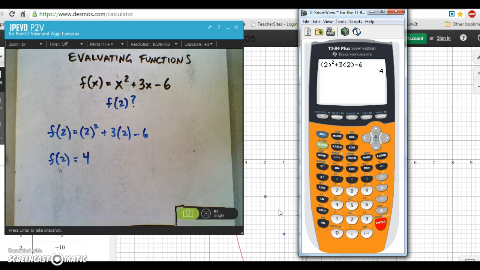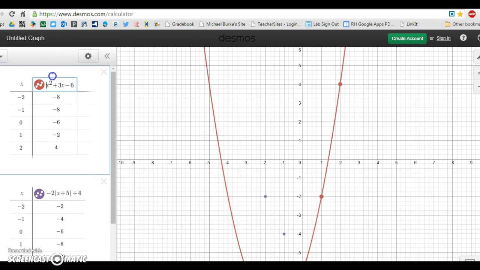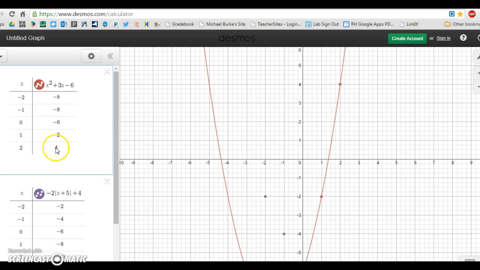Well, you could probably already think for a table. So what I've got here is I went to Desmos.com, and I actually found, here's the function right here, x squared plus 3x minus 6, there it is. And then I had Desmos generate a table for it. And if I go down to where x is 2, hey, what do you know? Y is 4, exactly the same as I had when I did it by hand.